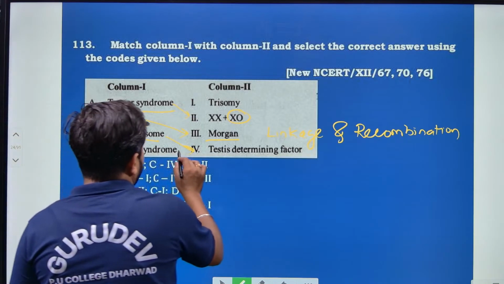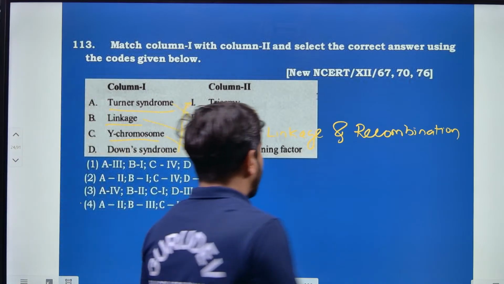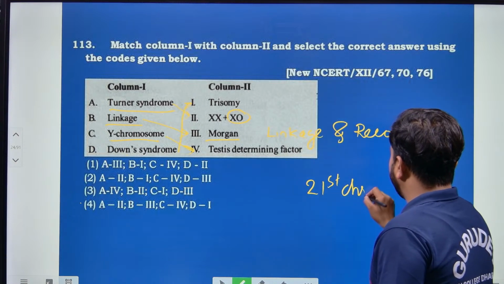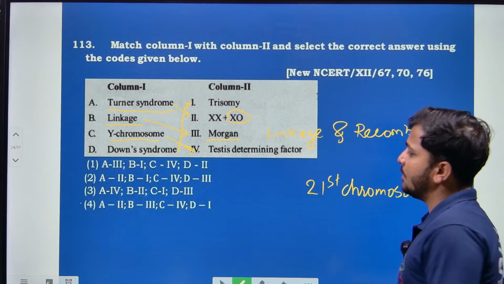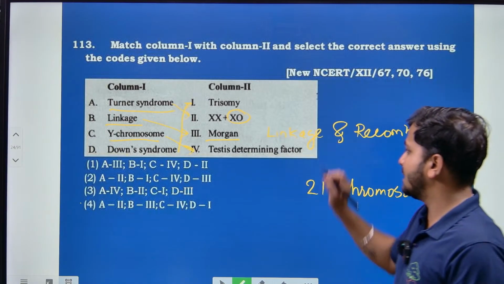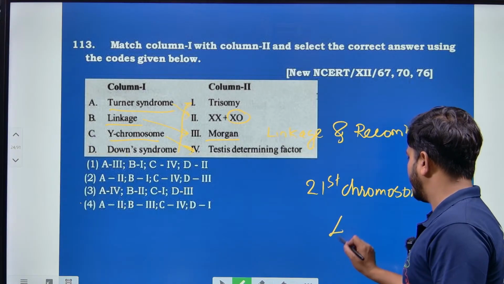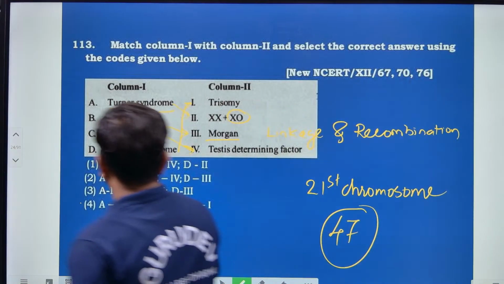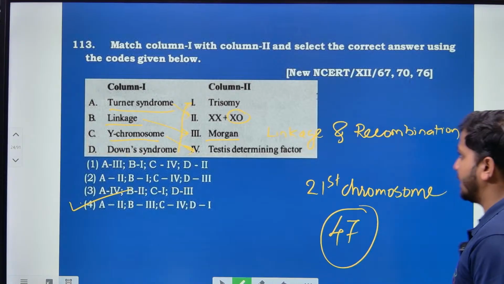Then Down syndrome, if you consider, is related to a trisomy condition. At the 21st chromosome, there will be an attachment of one more autosomal chromosome, right? And that condition we call trisomy. So the total number of chromosomes will be 47. So according to this, option 4 is correct, right?